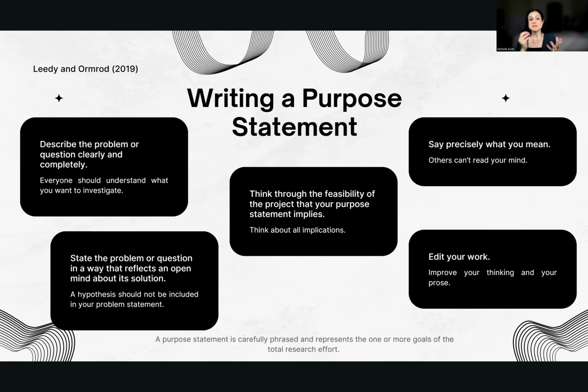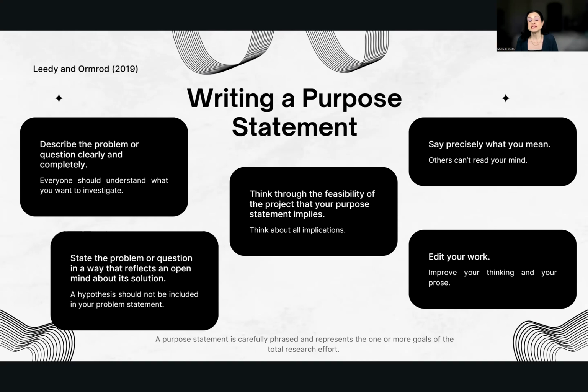But what does a purpose statement do? It describes the problem or question very clearly and completely. Everyone wants to understand what it is you're trying to accomplish, what it is you're trying to investigate. So having that purpose statement and having it be very clear will help the readers. We know what we're going to get into, right? We know what it is you're looking at. You want to say precisely what you mean, right? Others can't read your mind. I don't want to have to guess. I don't think anyone wants to have to guess what it is you're trying to say, what it is you're trying to study. It should just be very clear.